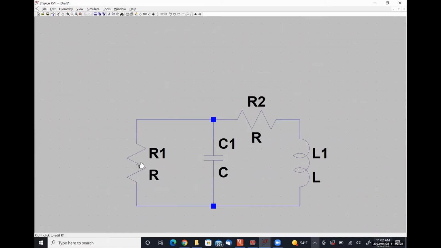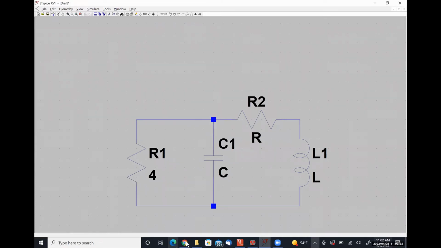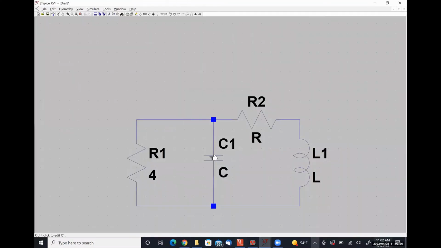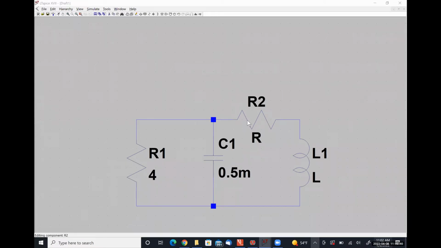So this resistor R1, if I'm not mistaken, was a 4 ohm resistor. Let me look at my, yes, a 4 ohm, 0.5 milli, 10 ohm, 2 Henry.